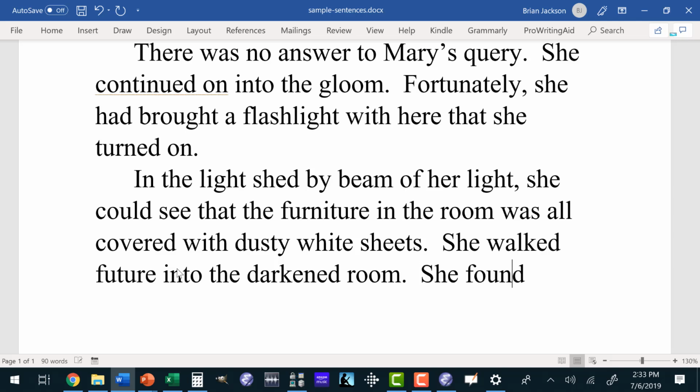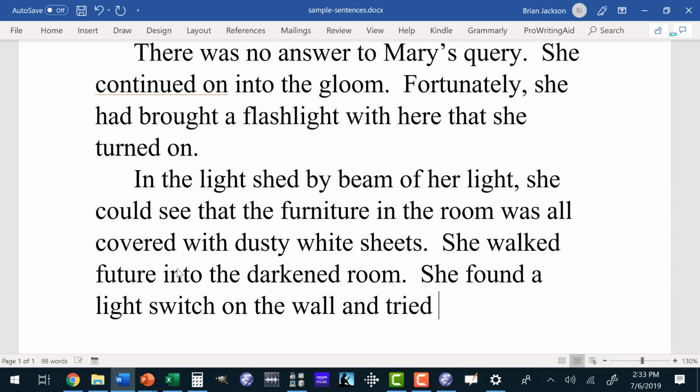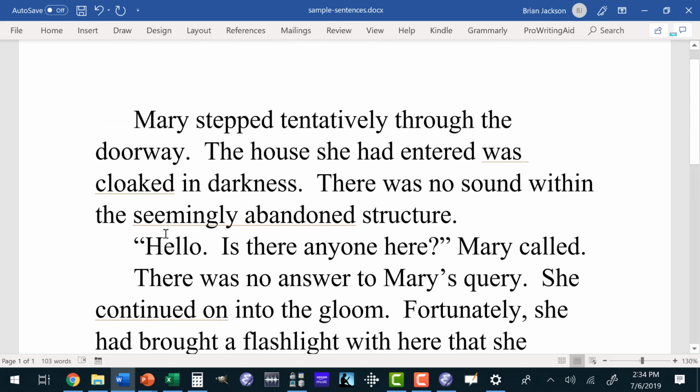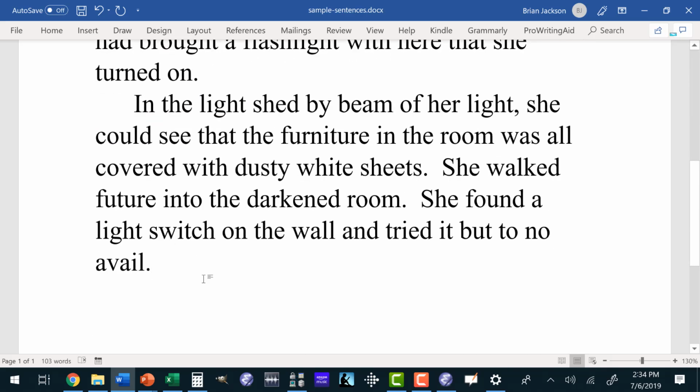She found a light switch on the wall and tried it, but to no avail. To no avail. So we're developing further her walking into this darkened house.